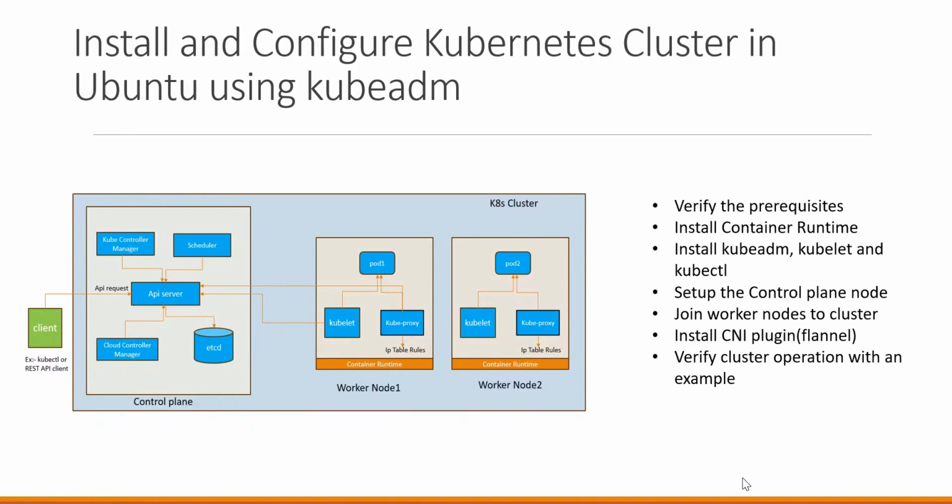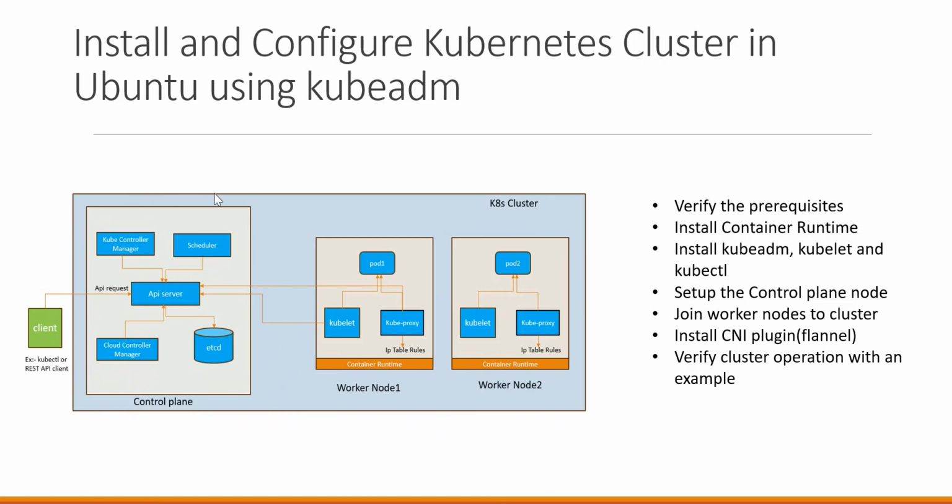Hello everyone. In this video, we are going to see how to install and configure a Kubernetes cluster in the Ubuntu operating system using kubeadm. We have already seen the basic architecture of Kubernetes in the previous video. Please go through the video in the description section for the basic architecture and components of Kubernetes. For this, we will take 3 nodes.